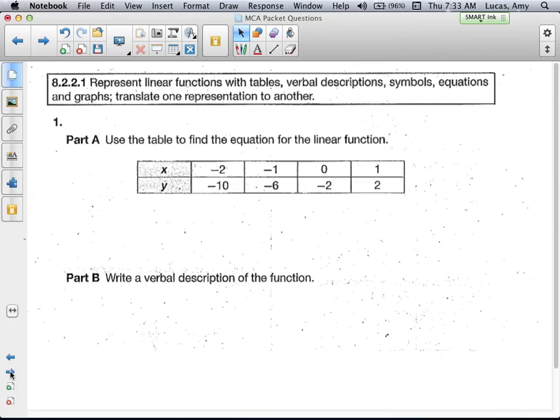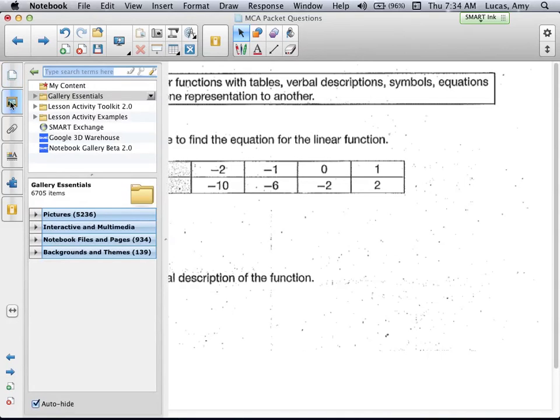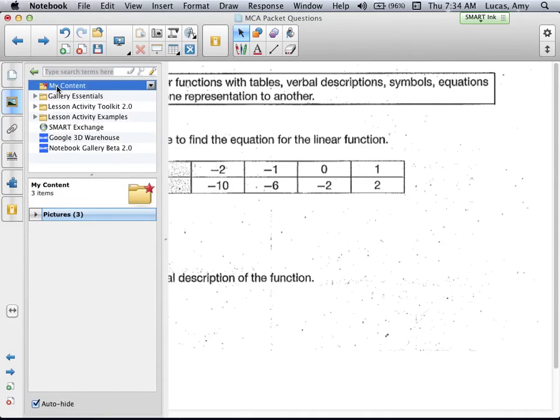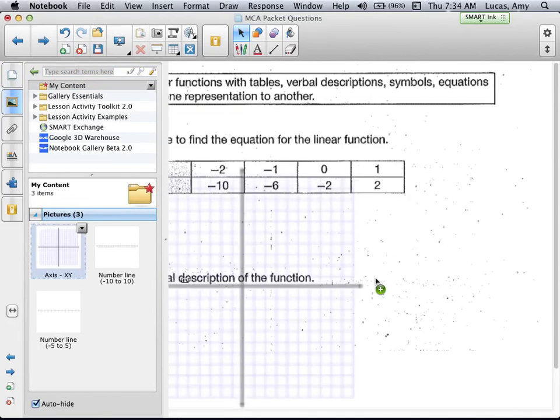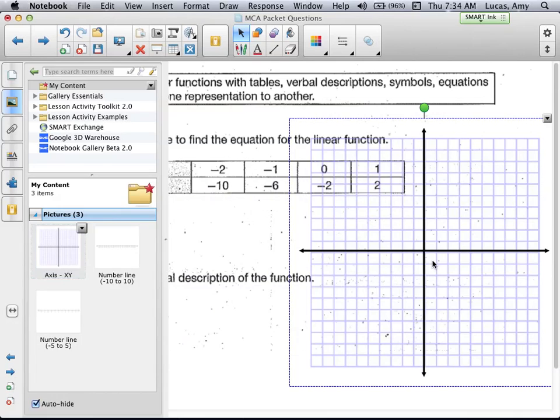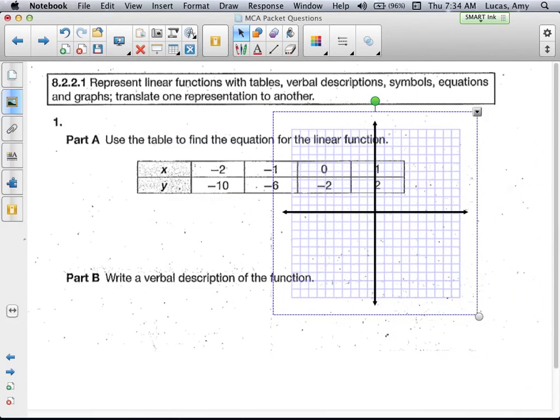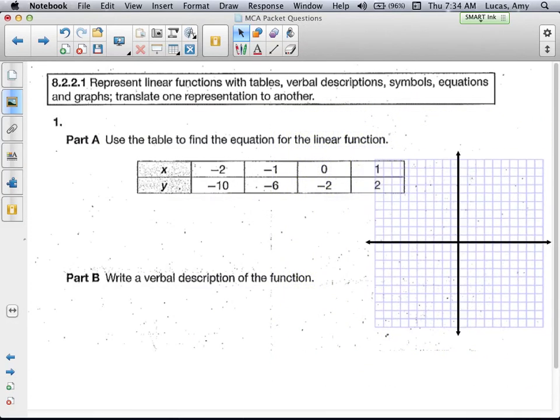Okay, our last benchmark for today, 8221. Represent linear functions with tables, verbal descriptions, symbols, equations, and graphs. Translate one representation to another. Part A, use the table to find the equation for the linear function. Okay, so we have a table. I am going to draw a graph to go with this table.